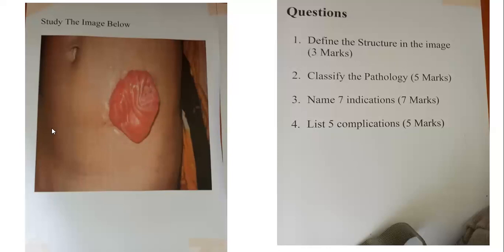If you see that stoma in the right iliac fossa, that tells that that's an ileostomy. If you see the stoma on the right hypochondrial region, that tells you that is a transverse colostomy.